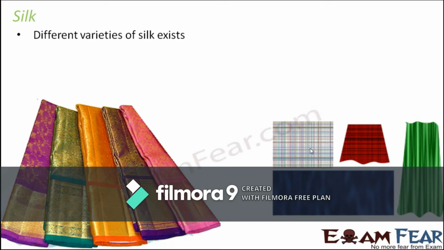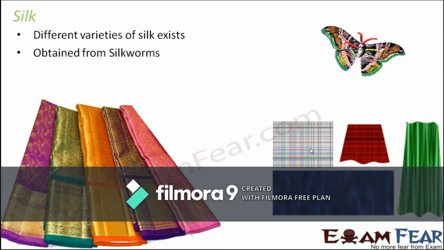So now here in this section we will see from where do we obtain silk, and from where do we obtain so many different varieties of silk, and how do we process silk. So we will follow exactly the same method that we did for wool. So silk is obtained from silkworms.